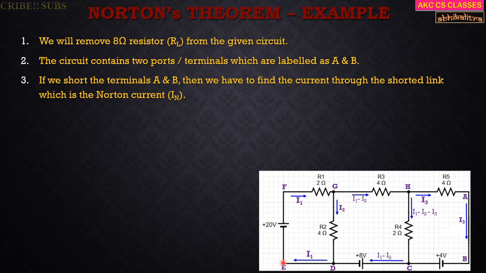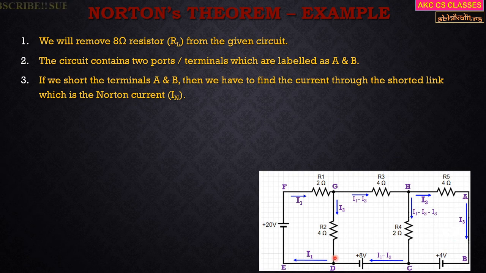So I1 reaches junction E, from E it reaches F. So I1 is the current which is entering junction F, and again I1 is leaving from junction F. So from this it is clear that the current assumption that we have made is according to KCL, right?